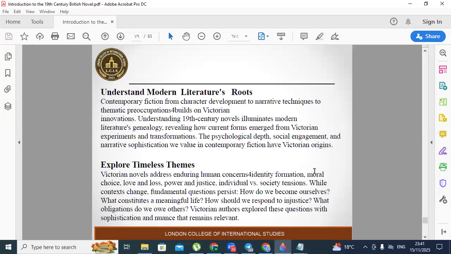Explore timeless themes. Victorian novels address enduring human concerns: identity formation, moral choice, love and loss, power and justice, individual versus society tensions. While contexts change, fundamental questions persist. How do we become ourselves? What constitutes the meaning of a life? How should we respond to injustice? What obligations do we owe others? Victorian authors explored these questions with sophistication and nuance that remains relevant.